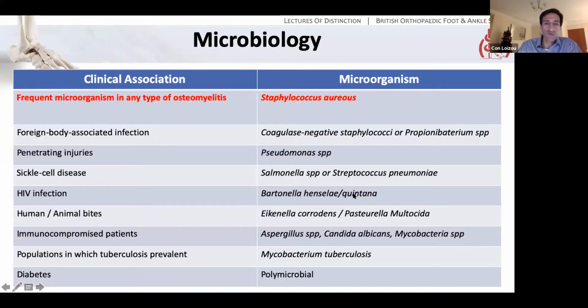Now, overall, the most frequent organism causing osteomyelitis is Staphylococcus aureus, but certain organisms are associated with certain conditions, and the microbiology does come very frequently on MCQs and EMQs. For example, penetrating injuries are highly associated with Pseudomonas, foreign body associated infections, implants, coagulase negative staphylococci, and Propionibacterium, and so on and so forth.